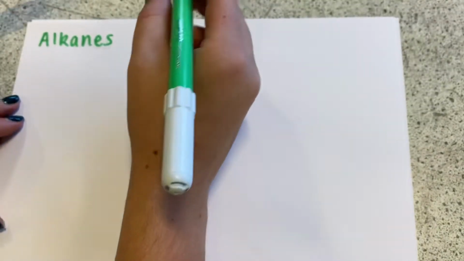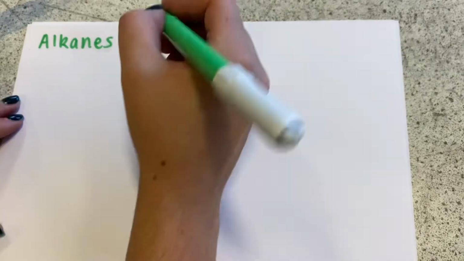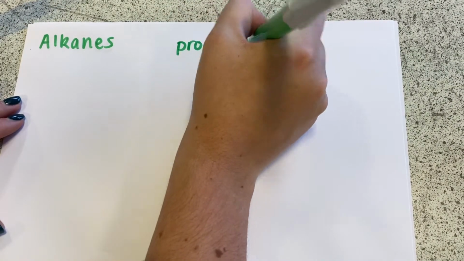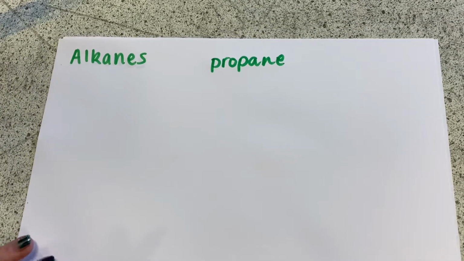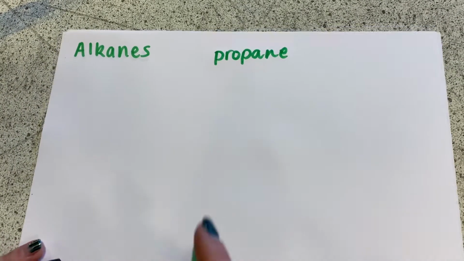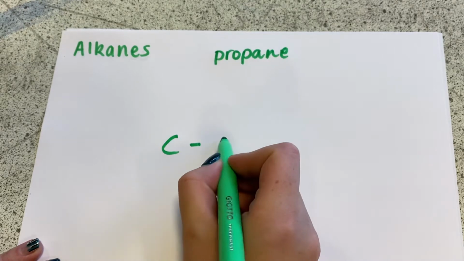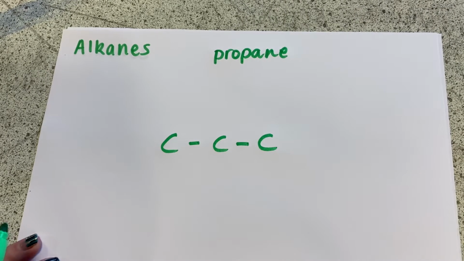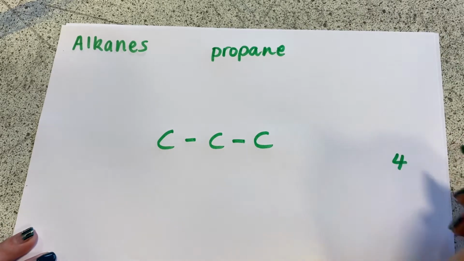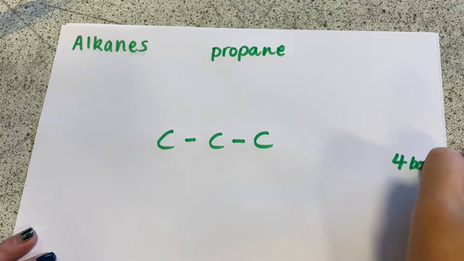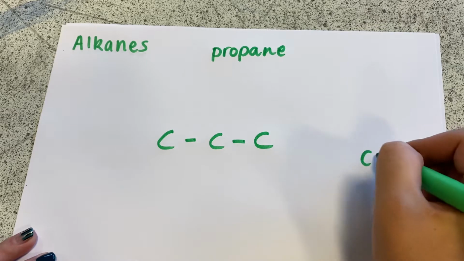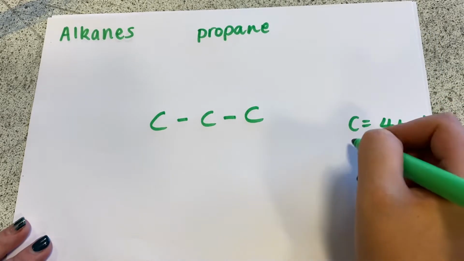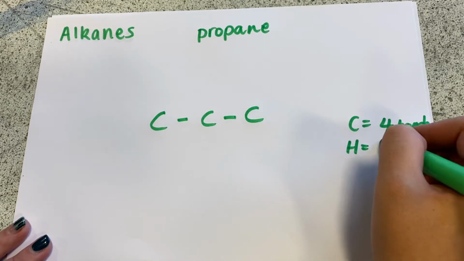For example, we're going to draw an alkane with 3 carbon atoms, and it's going to be propane. With 3 carbon atoms, you're going to have carbon to carbon to carbon. We know that carbon is in group 4, therefore it needs 4 bonds. A hydrocarbon is made up of hydrogen and carbon, and hydrogen's in group 1 and it needs 1 bond.